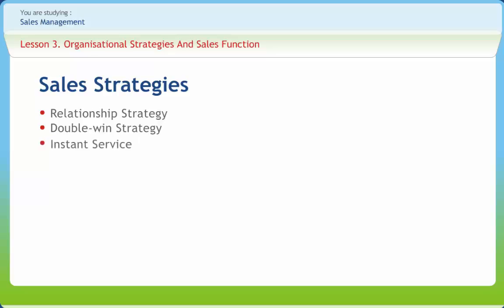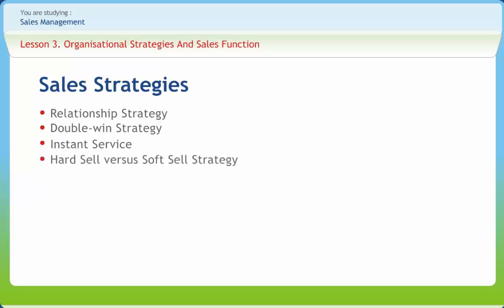No matter how efficiently and effectively goods or services are produced, if they cannot be delivered to the customer in the quickest possible time, all efforts made earlier are in vain, particularly in the context of a very short product life cycle, counted in months rather than years. That is why the strategy of instant service holds quite a lot of importance in sales management.